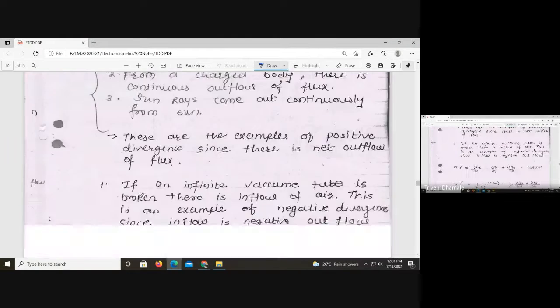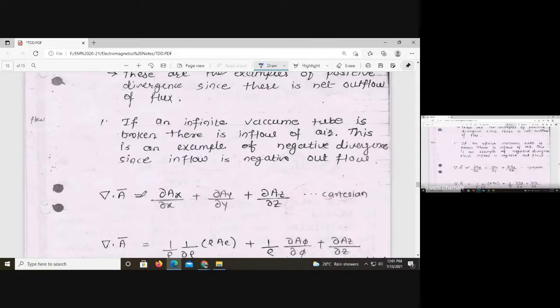Now, in case of negative divergence, what does it mean? The vector converges, right? That means sink point. So, a vacuum tube, right? An infinite vacuum tube is broken. Inflow of air, right? That is an example of negative divergence. That is the inflow of air.